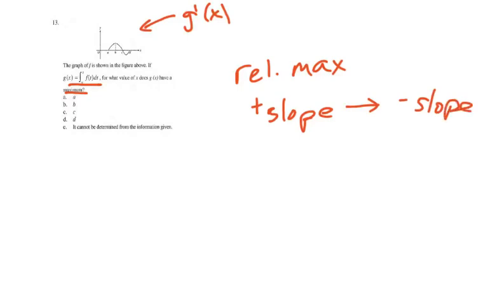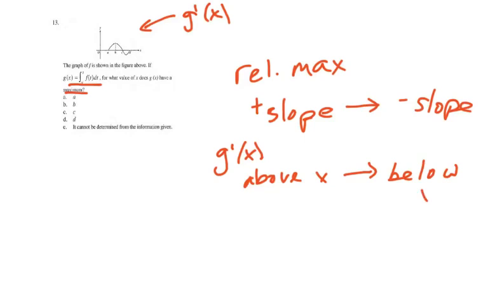And so when you're looking at your derivative function, you want to know where you're going from above the x-axis to below the x-axis. Remember, this only happens where you cross over the x-axis. You're going to get a relative max or relative min. Well, the only place that happens is right there at choice C.